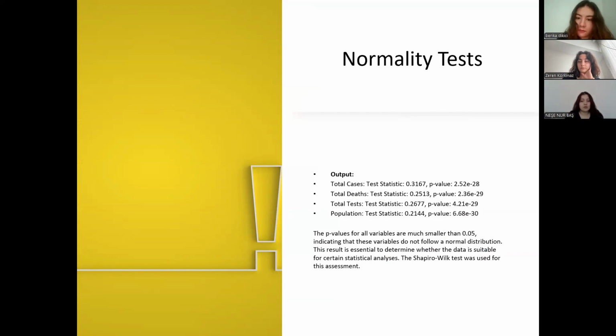According to normality test results, we tried to interpret whether the data confirmed a normal distribution. Normality tests were important in determining whether the data were suitable for statistical analysis. We preferred the Shapiro-Wilk test to ensure that the data followed a normal distribution. Looking at the results, we conclude that these variables didn't have a normal distribution because the p-values of each variable were very small.